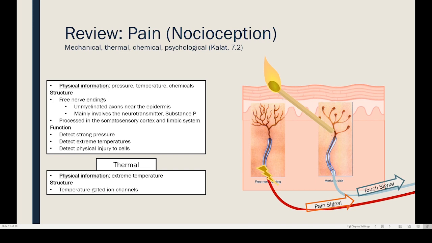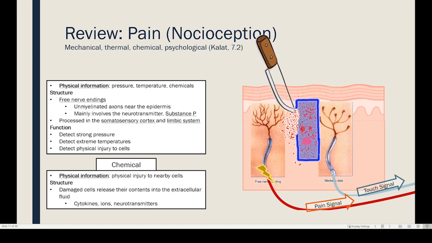those ion channels will open, and it'll cause the receptor to fire. And then finally, chemical. And so we talked about this as being good for detecting physical injury to nearby cells.